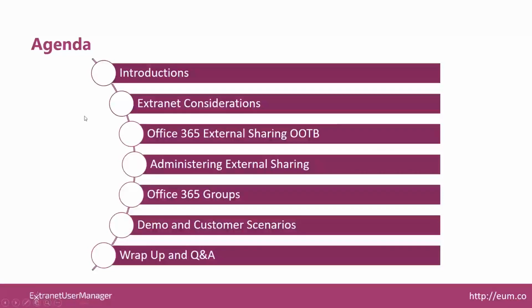All right, so let's dive right into our agenda for the next hour or so. This is a somewhat new, somewhat old topic. There's been a lot of changes around external sharing, particularly with Ignite last month down in the US. So I want to go through what are the new and interesting things that are going on out of the box from an Office 365 external sharing point of view? How do you administer those? Talk more about Office 365 groups. They've sort of got their own unique use case model around external sharing, and then take you through some demos and customer scenarios.